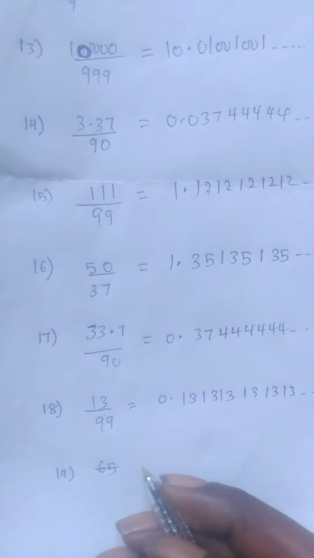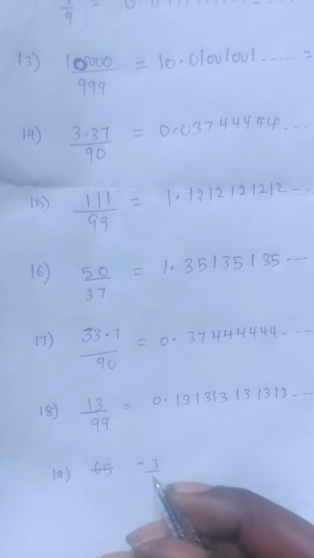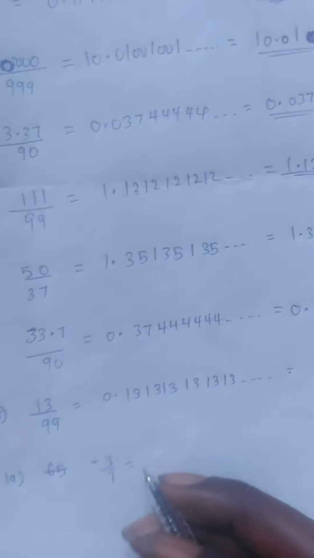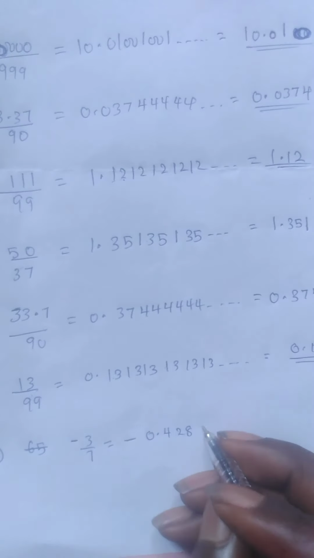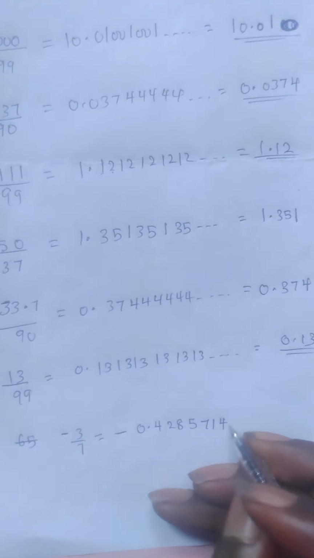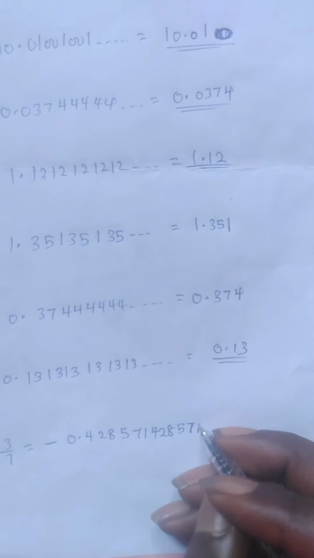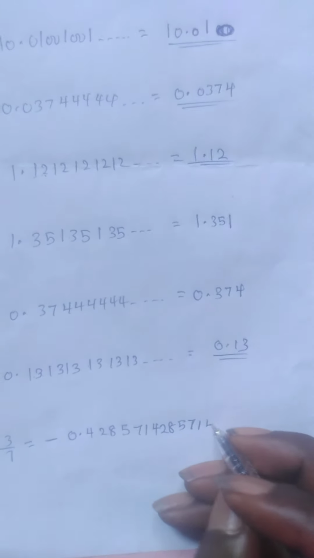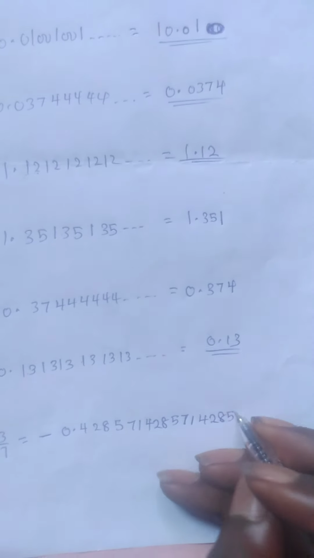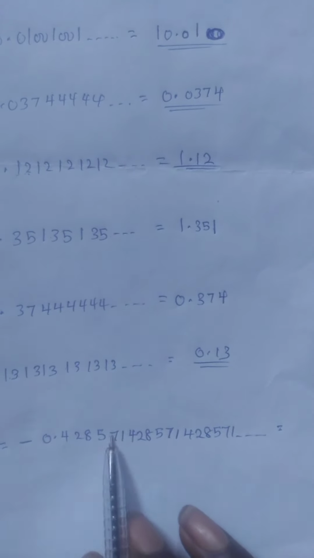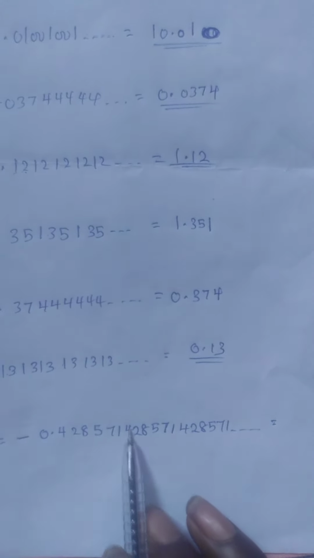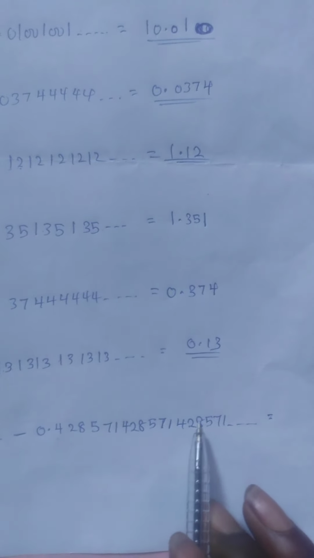Okay, let's say we have minus 3 over 7. Okay, so we have minus 0.428571428571428571, and so on. So you want to pick your answer, you just have 428571 repeat itself. You can see 428571, 428571.